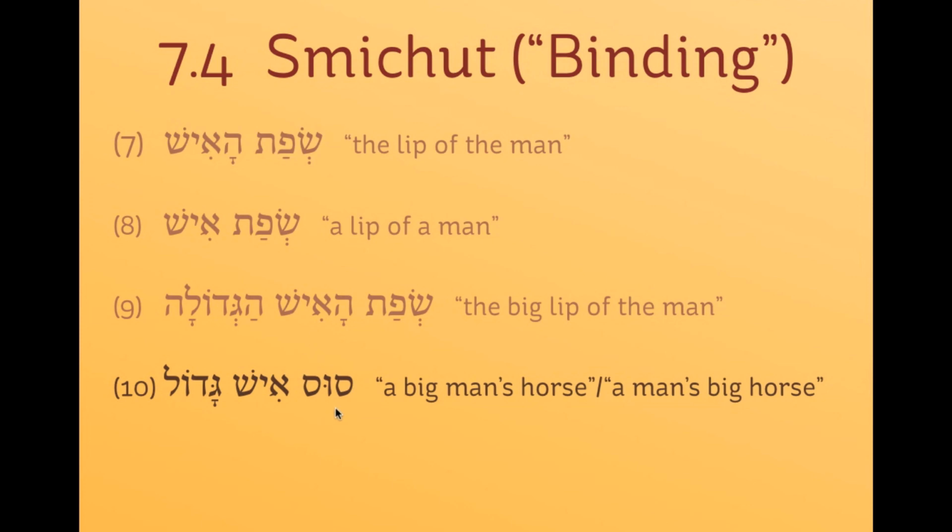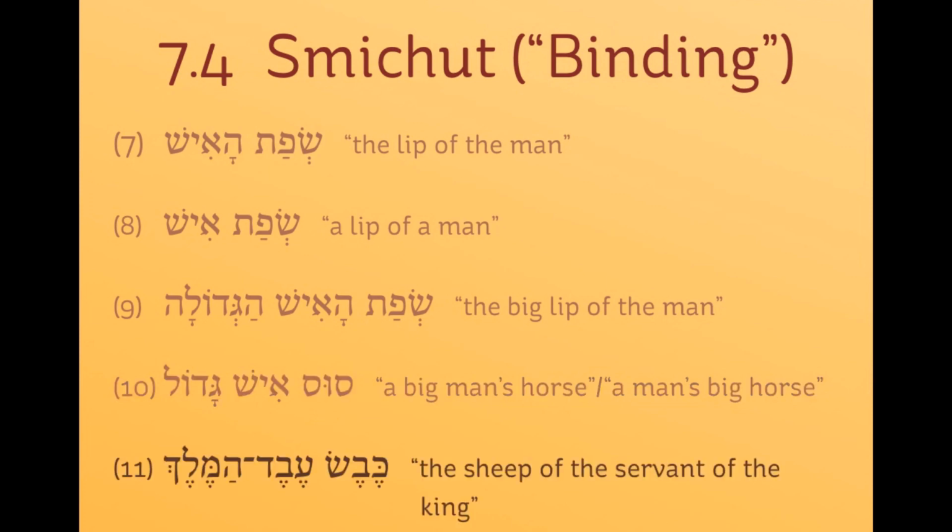Let's read number 10. Sus ish gadol. Masculine singular noun, masculine singular noun, masculine singular adjective. And so this is truly ambiguous in form. Is the man big or the horse big? So a big man's horse or a man's big horse in translation. And only context could help you distinguish. What's being emphasized here, is it the man's bigness or the horse's bigness?